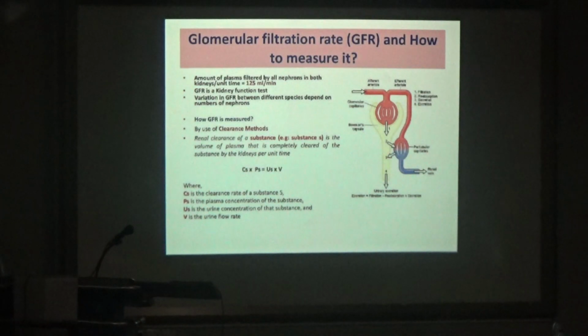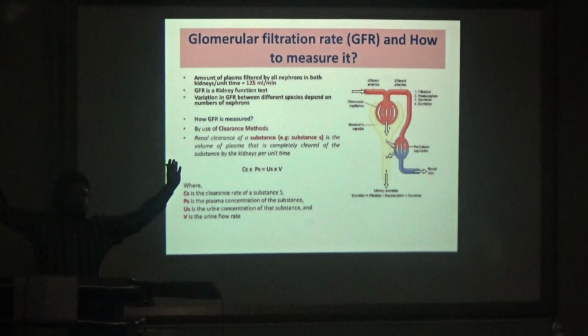Glomerular filtration rate and how to measure it. The amount of plasma filtered by the nephrons in both the kidneys in unit time is called the rate. Rate means in how much time, how much work is done. How much filtration happens in one minute from both the kidneys: 125 milli, and this is called the glomerular filtration rate. This is the amount of filtration going out in both the kidneys.